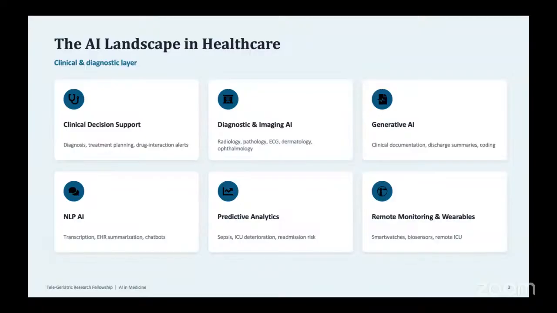NLP powers transcriptions and chatbots. Predictive analytics flags sepsis and ICU deterioration early. And remote monitoring, wearables, and biosensors extend our reach into the home. I will come back to the last one because it's specifically relevant to our project in the telegeriatric fellowship.